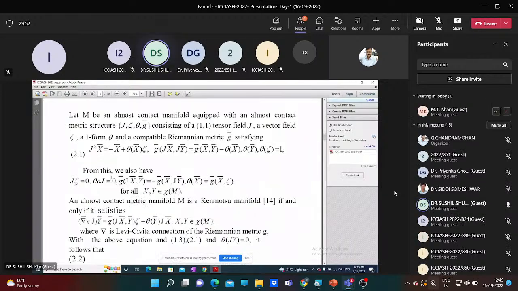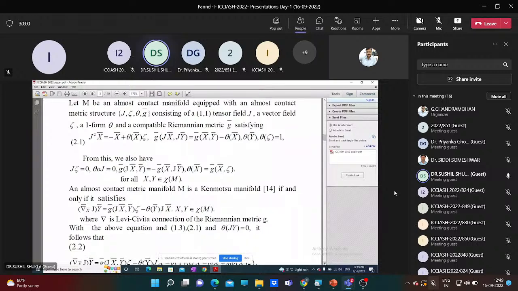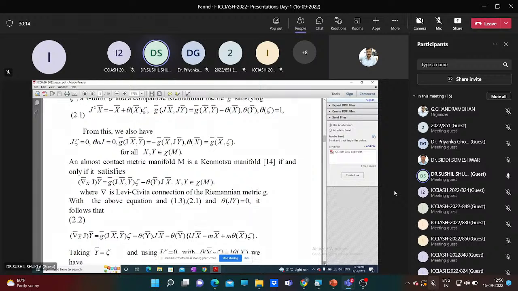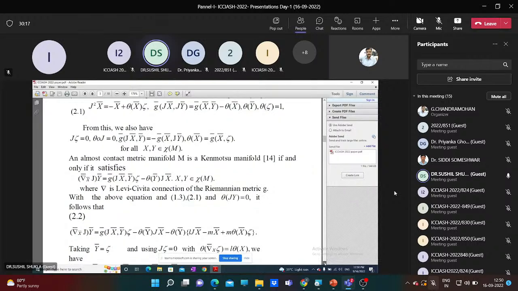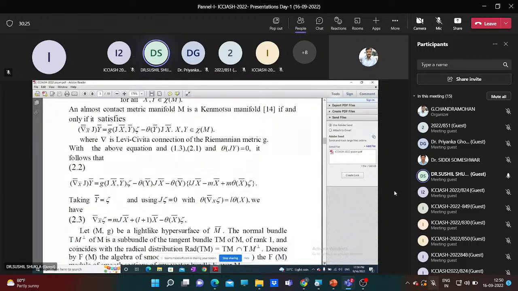An almost contact metric manifold is known as a Kenmotsu manifold if and only if it satisfies ∇_X̄ J Ȳ = ḡ(JX̄, Ȳ)ξ − θ(Ȳ)JX̄, where ∇ is the Levi-Civita connection of the semi-Riemannian metric. And with the help of the above equation, it can be easily obtained that ∇̄_X̄ J Ȳ = ḡ(JX̄, Ȳ)ξ − θ(Ȳ)JX̄ − θ(Ȳ)L JX̄ − M X̄ + M θ(X̄)ξ.